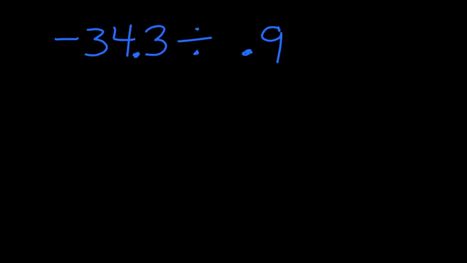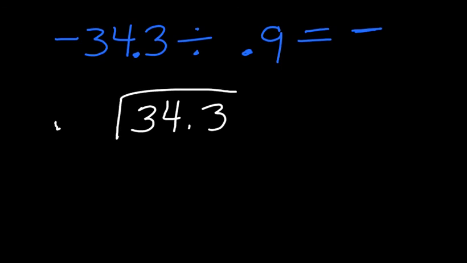Okay, let's try this one. First, we need to look at the fact that one of them is negative. So a negative divided by a positive, the answer is going to be negative when we get it. Then, which one goes in the box? The first one. So I'm not even going to write the negative down. I'm just going to put 34.3 in the box because I've already decided my answer is negative. And I'm going to put 0.9 here. And then I can't have any decimals out here. I've got to move them. So I'm going to go over, up.